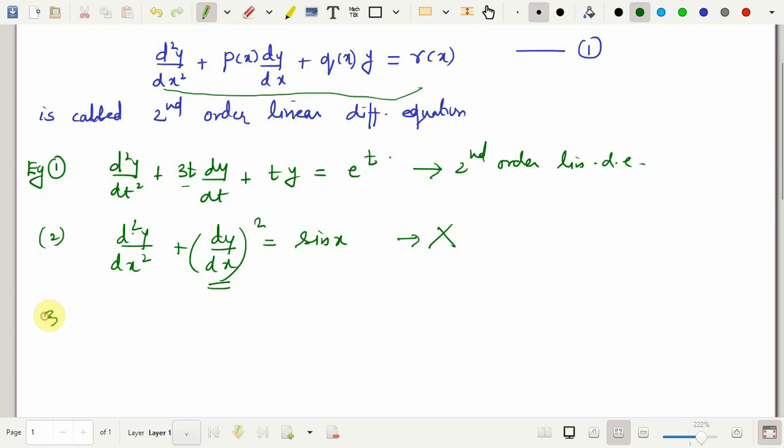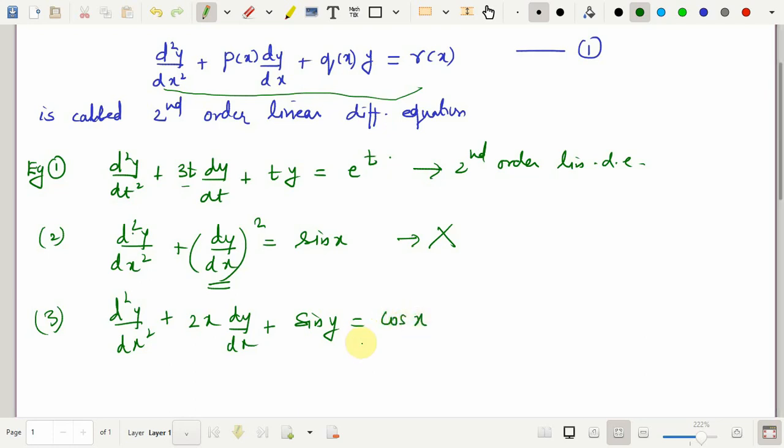One more example I would like to take: d2y by dx2 plus say 2x into dy by dx plus sin of y is equal to say cos of x. Now, this is again not a linear differential equation because you can see that the function r of x over here is not a function of x only. You get cos of x minus sin y, and because of this sin y, this is not a linear differential equation.